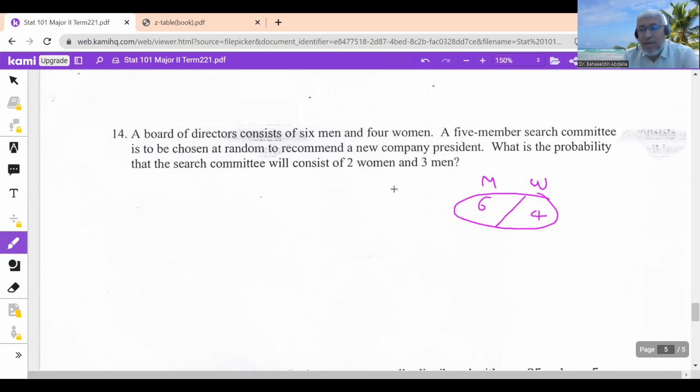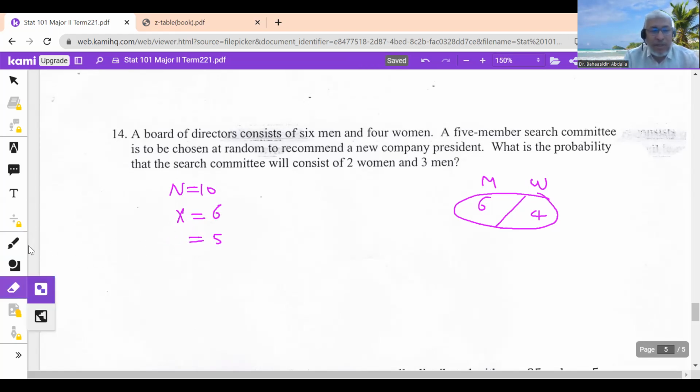So in fact, this is a hypergeometric distribution. Capital N here is 10, according to the symbols used in the books. And capital X is the number of successes. If we choose men to be success, we have 6 men, so I will call capital X 6. Small n, the sample we need to choose, is a 5-member committee. This is the sample size, which is n. Small x, the number of men in the sample, is 3.